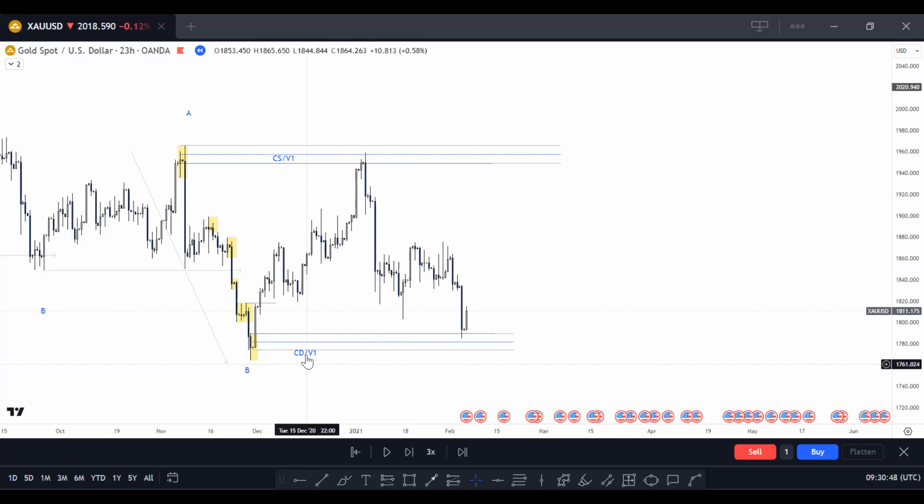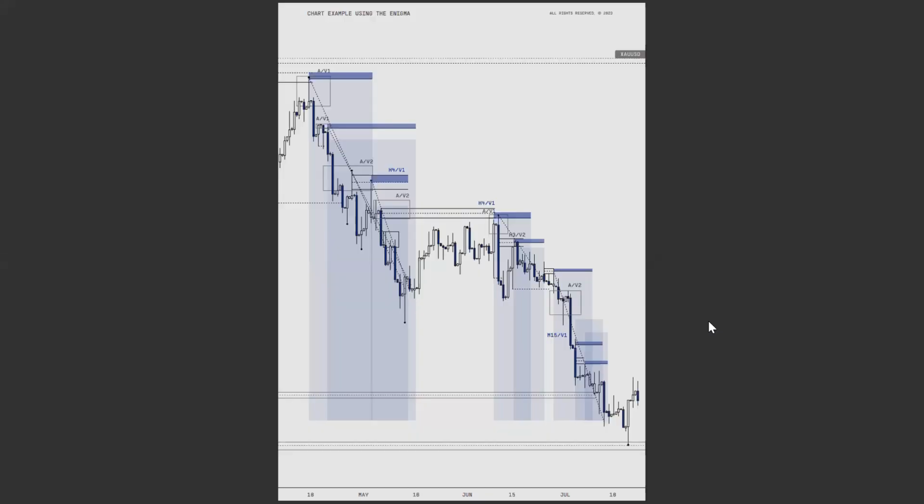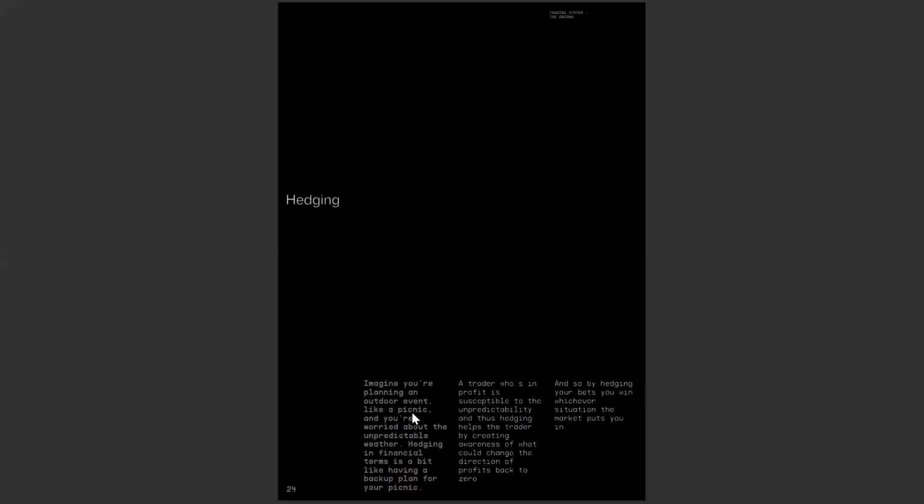Now, the reason why I marked out the CSV1 here is for hedge purposes. So hedging is also something that I advise in the Enigma, if you guys checked it out. I advise hedging because of the fact that, so the example I used in the file is that, let me bring it out. By the way, imagine you're planning an outdoor event like a picnic and you're worried about unpredictability.